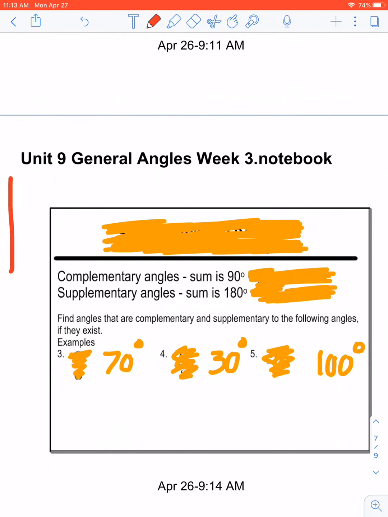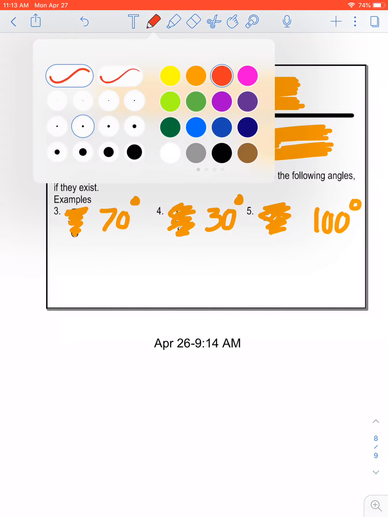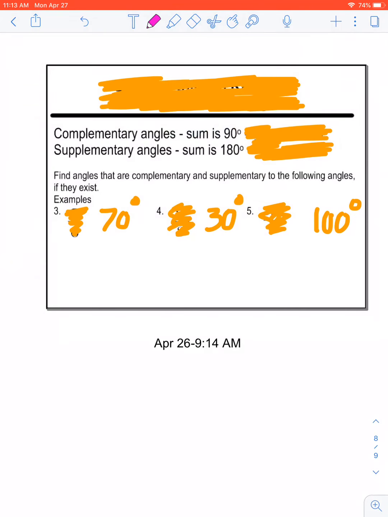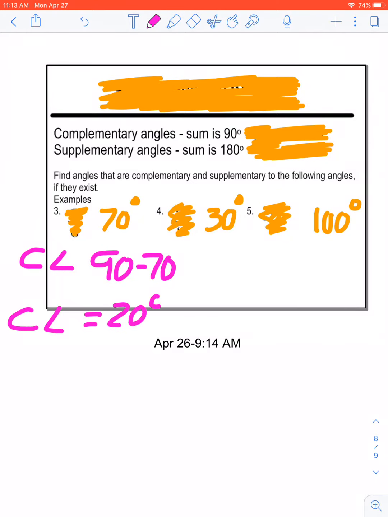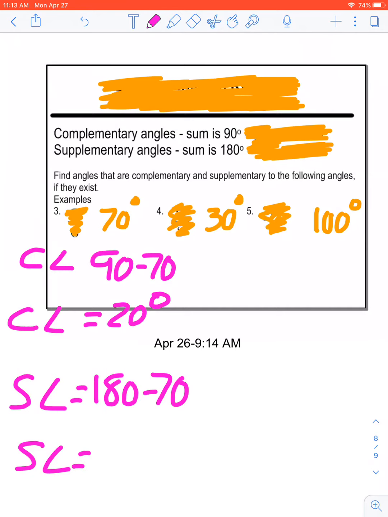So what I'm going to do here is I'm just going to find the supplementary and complementary angles if they exist. So for number 1, the complementary angle would be 90 minus 70. So the complementary angle would be 20 degrees. And then my supplementary angle would be 180 minus 70. So my supplementary angle would be 110.